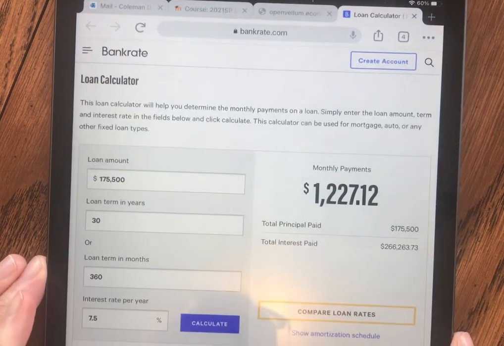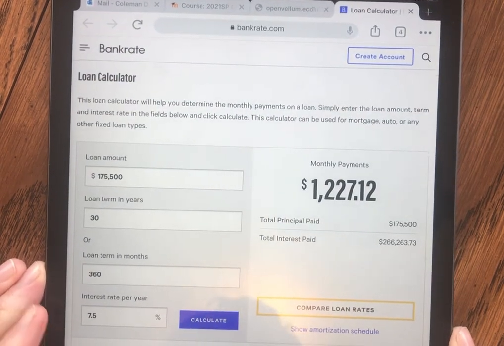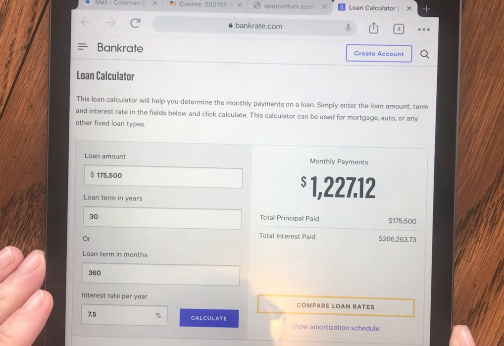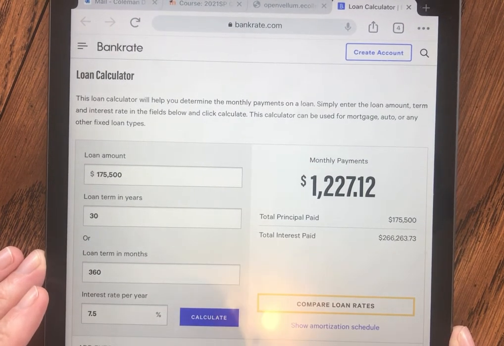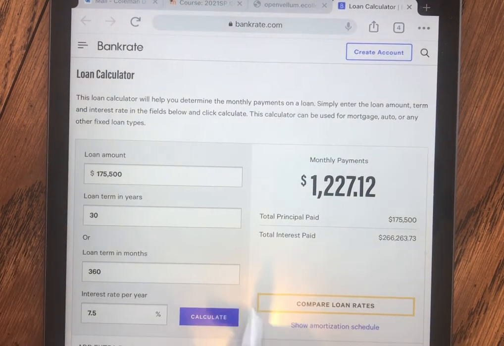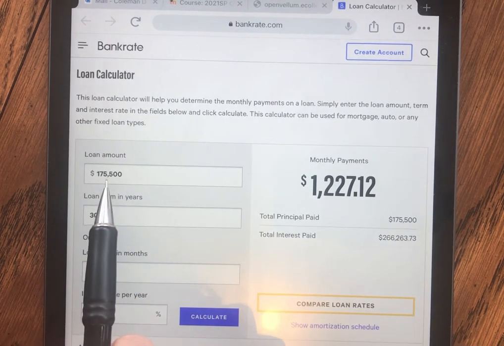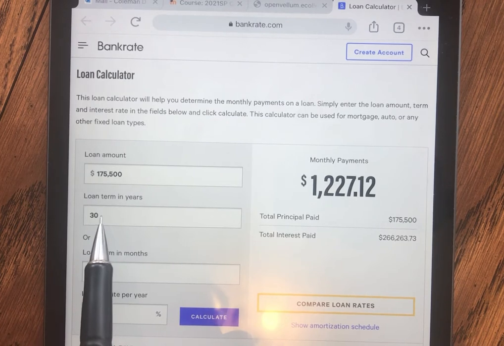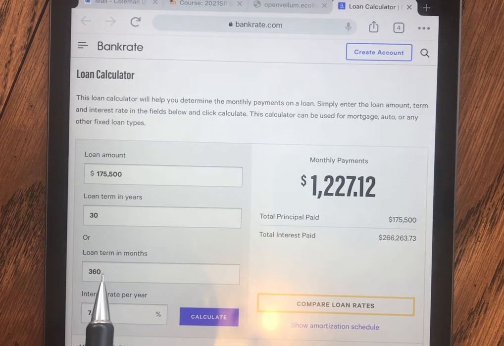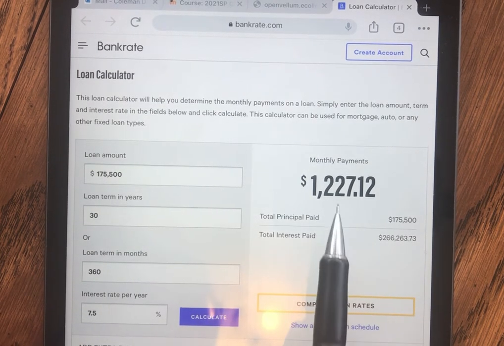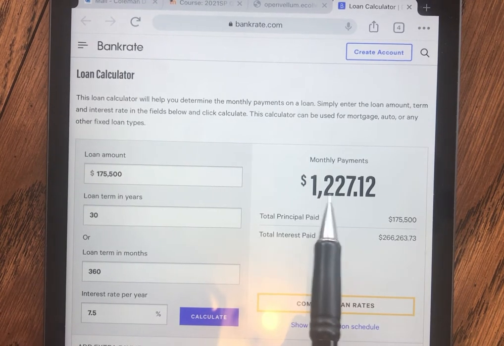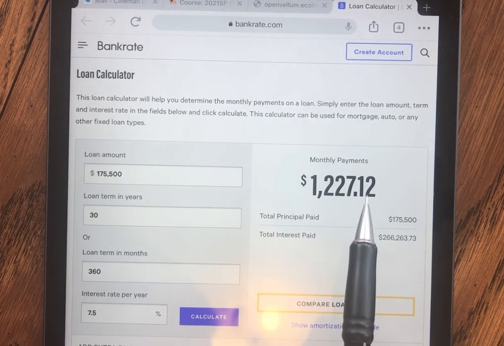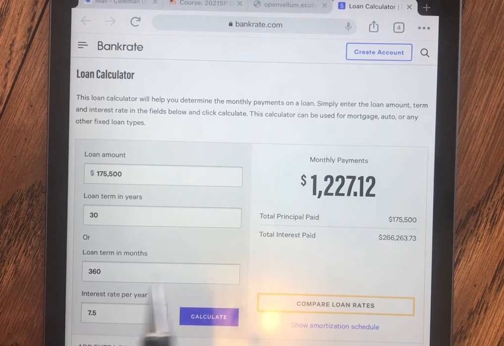Here, just what the bank does with the computer. Okay, so I just pulled out a bank calculator from the internet. As you can see here, I put in the loan amount, $175,500. The loan term we said was 30 years, which of course is 360 months. And we had an interest rate of 7.5% per year. I pressed calculate. And the monthly payment is $1,227.12, which I think is exactly what we got.